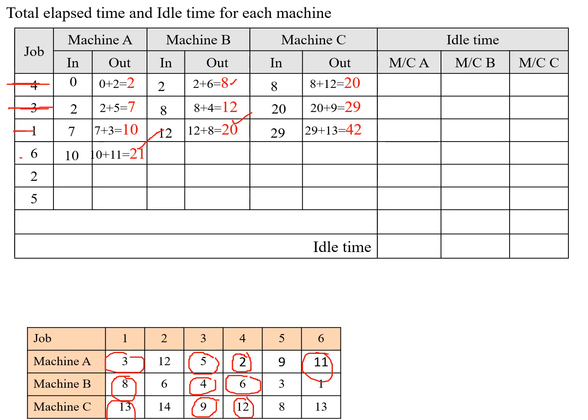Simple one. Here you have to compare these two values: out time of the job 6 and also out time of the job 1. Here you have to compare. So whichever has the maximum value, that is what you have to enter. So next, out time is the 21 plus 1, that is the 22.